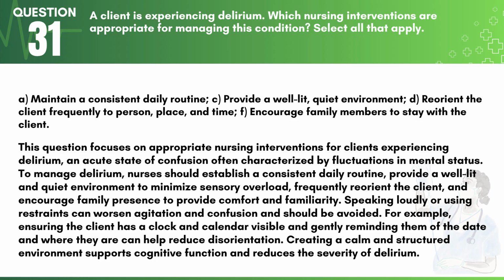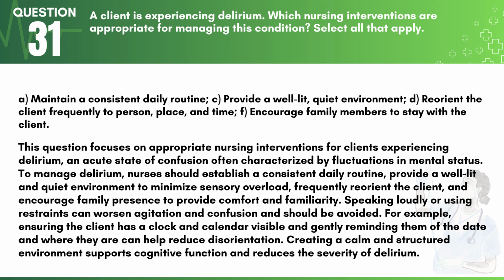Answer. Maintain a consistent daily routine, provide a well-lit, quiet environment, reorient the client frequently to person, place, and time, encourage family members to stay with the client. This question focuses on appropriate nursing interventions for clients experiencing delirium, an acute state of confusion often characterized by fluctuations in mental status. To manage delirium, nurses should establish a consistent daily routine, provide a well-lit and quiet environment to minimize sensory overload, frequently reorient the client, and encourage family presence to provide comfort and familiarity.